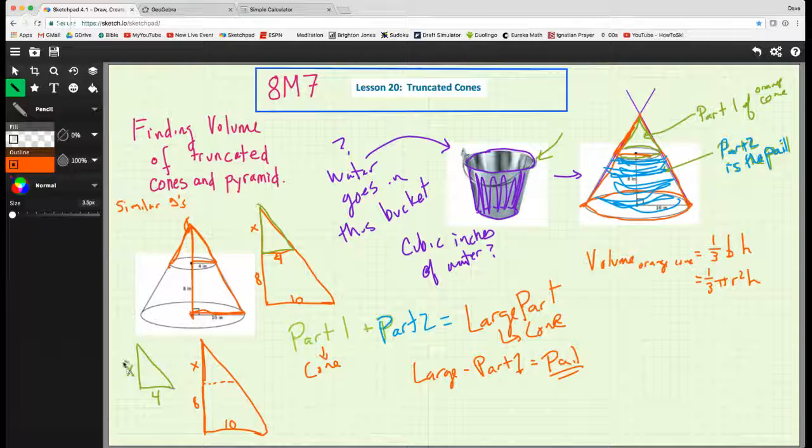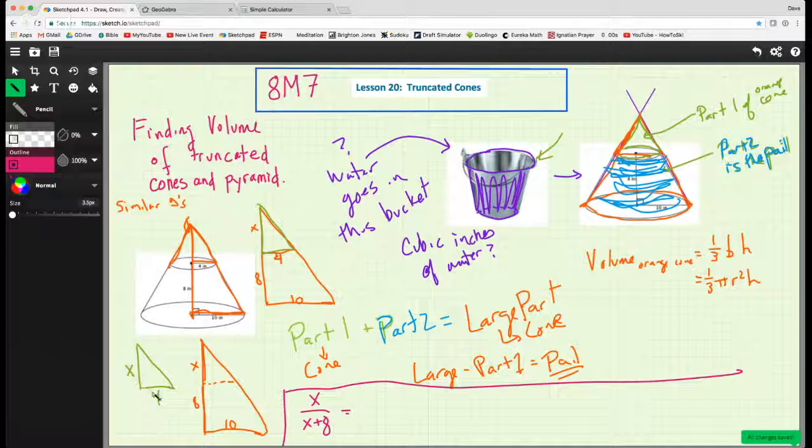Okay. So now we can draw our ratio. So the ratio of this side to this side is the same as the ratio of this side to this side. So let's go ahead and draw that. So the ratio of, and we'll solve it in pink, give it a different color. X is to x plus 8 as 4 is to 10. And we're going to use this strategy over and over again.